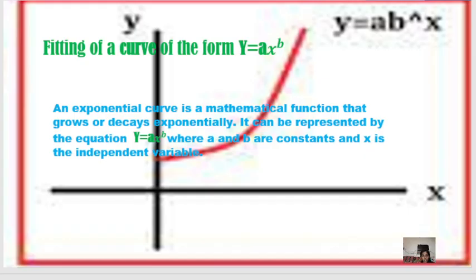The second approach is fitting of the curve in the form y is equal to a x power b. This is nothing but the exponential curve form. An exponential curve is a mathematical function that grows or reduces exponentially. It can be represented by the equation y is equal to a x power b, where a and b are constants and x is an independent variable. So we'll look into this in the problem.